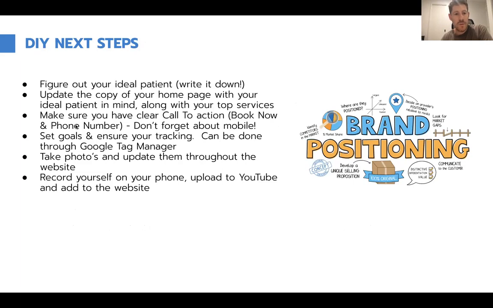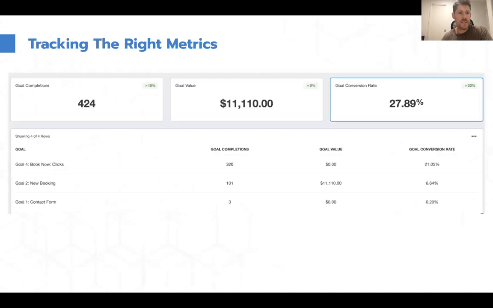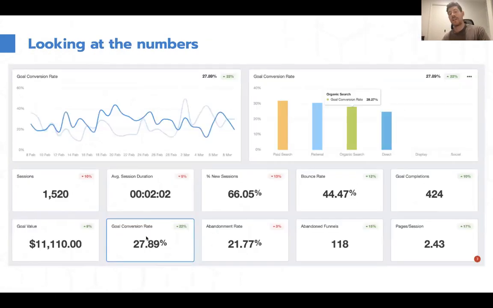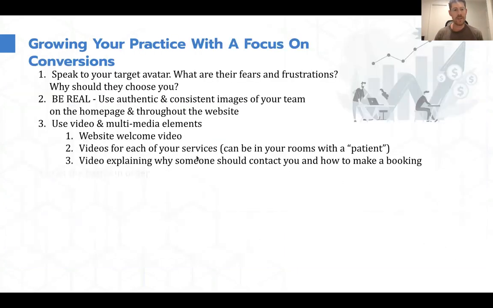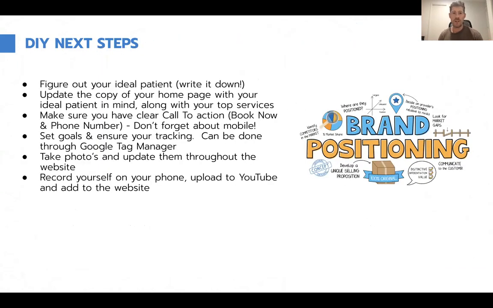And then I would say make sure that there are some clear calls to action, so your book now and phone number are super clear. Test mobile, make sure it all works. And just set goals as well. Coming back to your statistics here, if you're tracking goals already, find out what your conversion rate is. It might be at 5%, so let's make some changes and see if that doubles over the next couple of months, and then understand what our goal is, what our intention is.